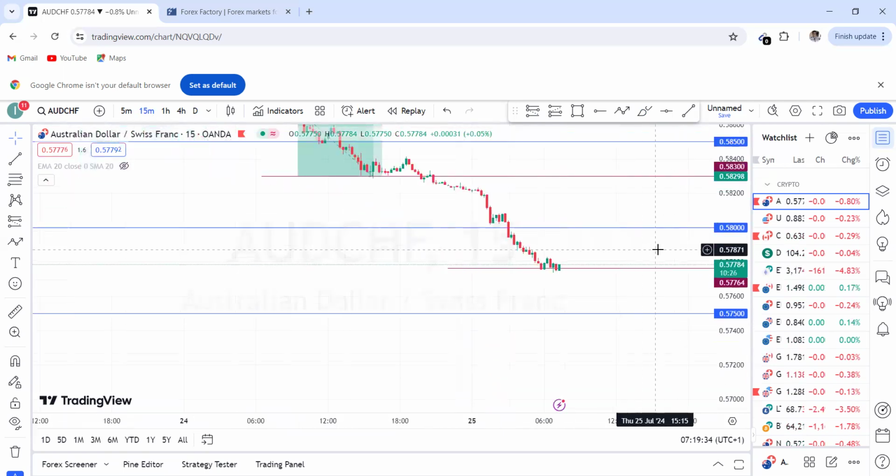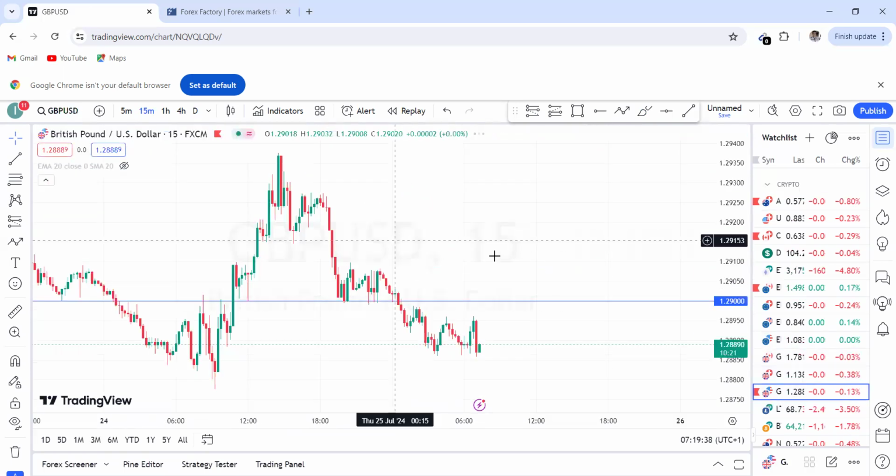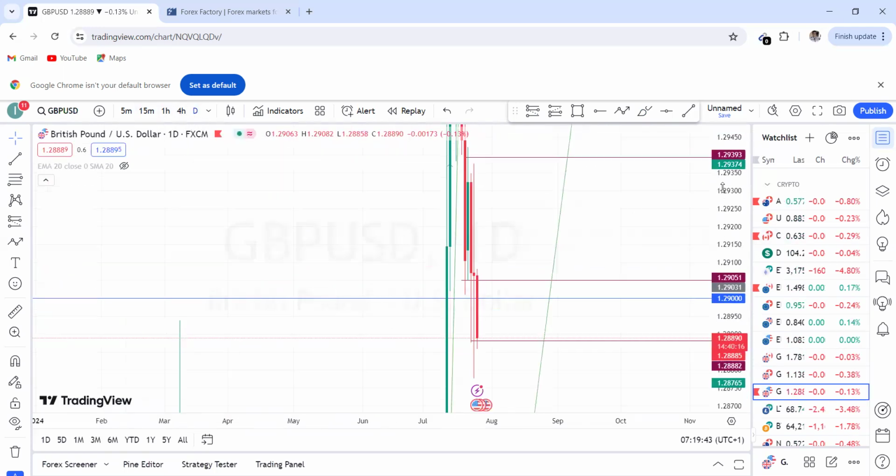And then yesterday I also talked about GBPUSD. I talked about selling that pair. Now look at the reason I'm looking at selling this pair. Let me show you that.